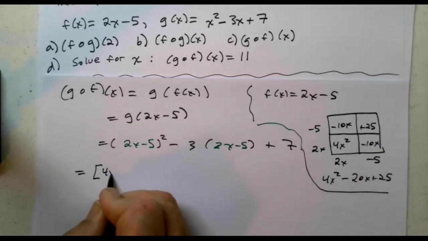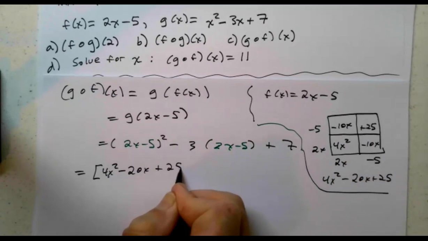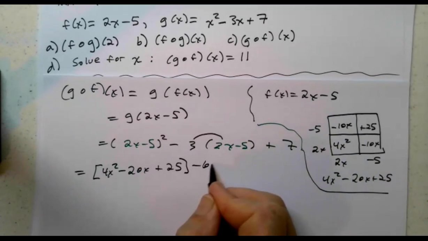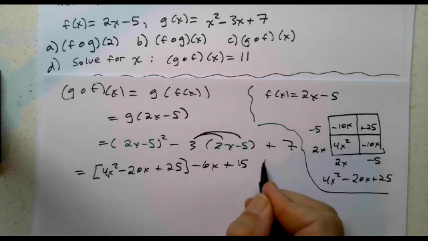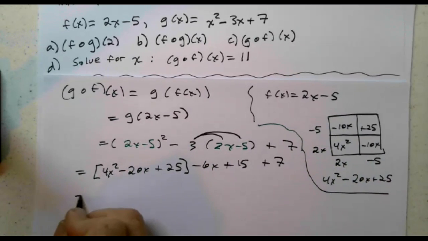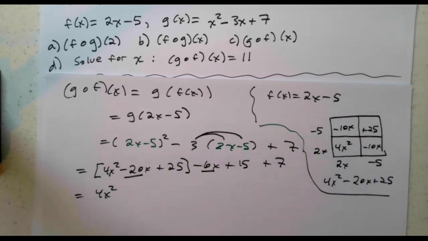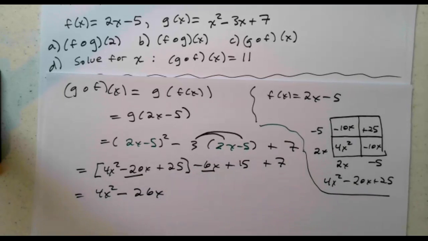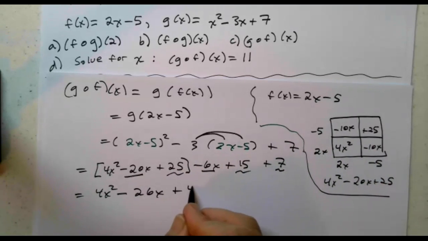So 2x minus 5 squared is 4x squared minus 20x plus 25. Minus 3 times 2x is minus 6x. Minus 3 times negative 5 is plus 15. Plus 7. So what do we get? Let's look for like terms here. 4x squared, negative 20x and negative 6x would be minus 26x. And then 25 and 15 is 40 and 7 is 47.